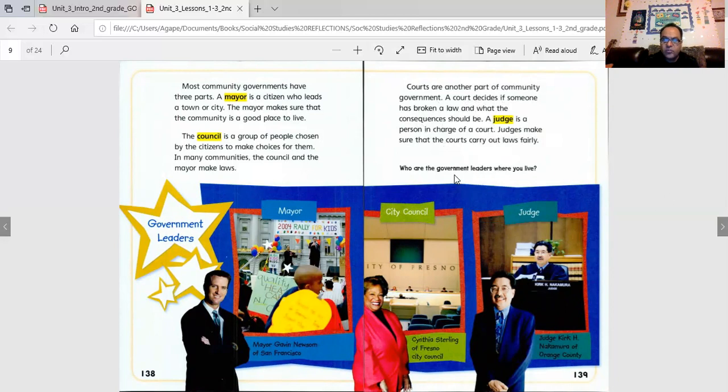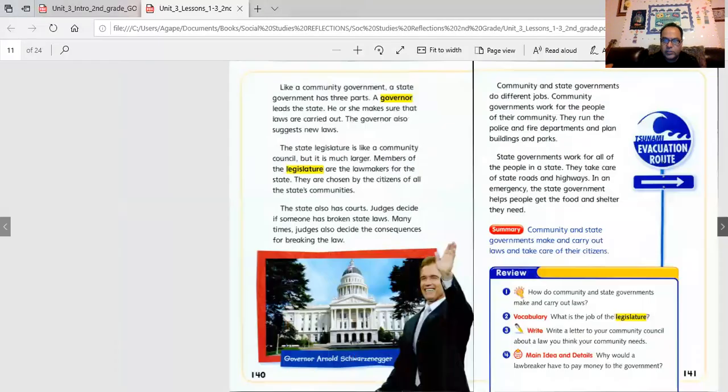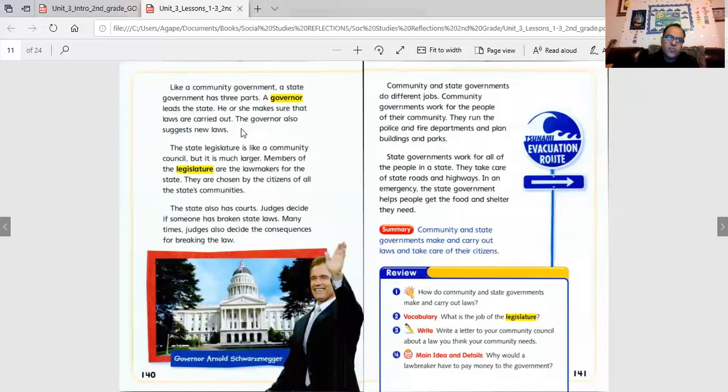Who are the government leaders where you live? I would research that and say, who's the judge in Fresno? Which are the council members of Fresno? Who's the mayor of Fresno? Or whatever town you live in, city, rural, urban, anything.